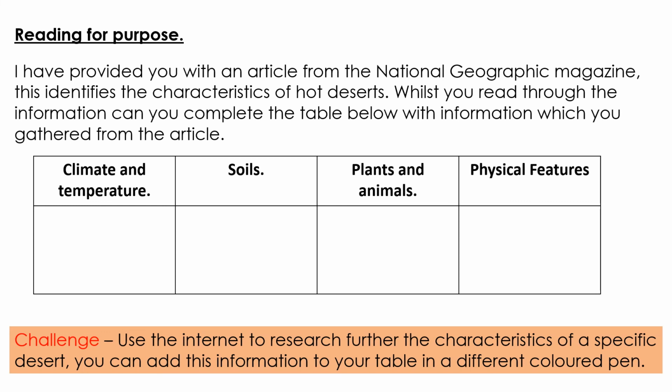If you want, you could print out the National Geographic magazine article and you could highlight it. That could be something you could do as an alternative. If you've done that and you feel that you would like to have a go at the challenge, you can then do this to enhance your understanding of the characteristics in hot deserts. What I'd like you to do is use the internet to research further the characteristics of a specific desert. So you might look at the Thar. You might look at the Great Sandy Desert in Australia. You could look at the Atacama. And what I'd like you to do is to add specific information to the table in a different coloured pen.